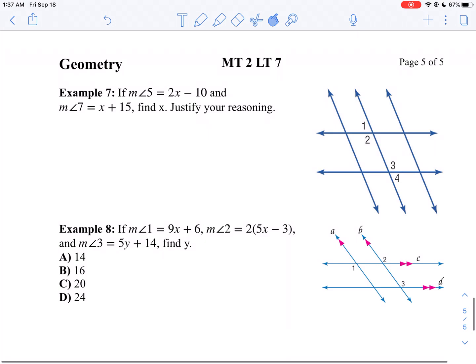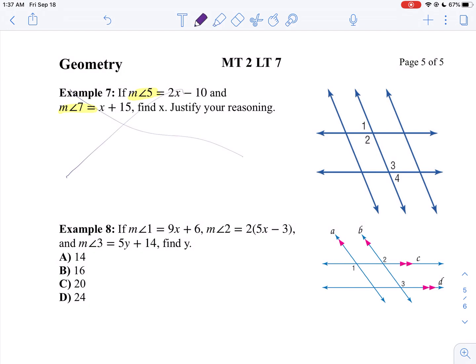On example 7, we're going to do a little algebra here, still using the same process. We are comparing angle 5 and angle 7. Oh, I got the wrong picture there. So we're going to throw this one out. That picture doesn't make any sense. There's no 5 and 7. Let's take a look at example 8 instead.